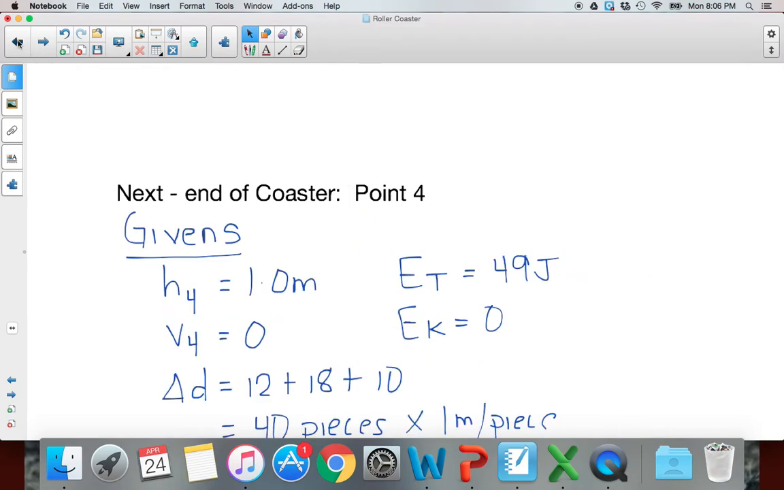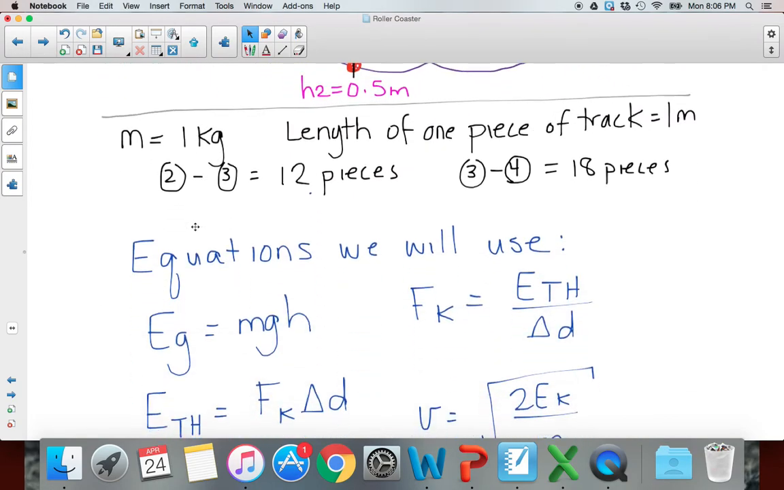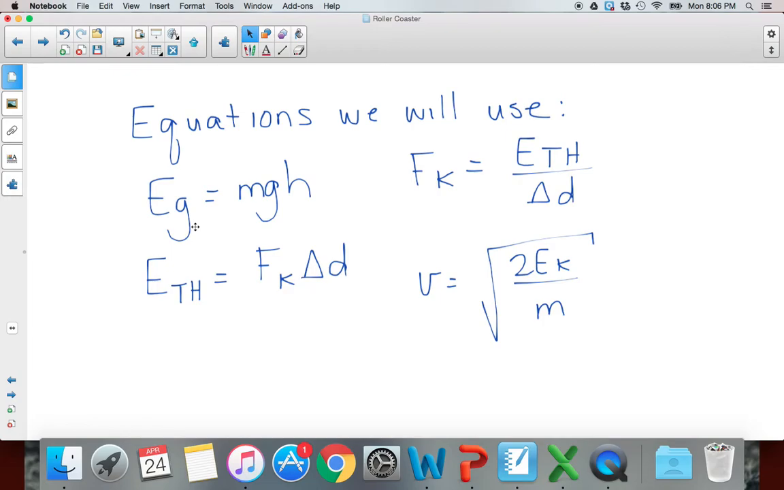Where I want to write down a couple equations. You might want to write down these equations that we're going to be using. Okay, so again, pause it so you can write down those equations for gravitational energy, thermal energy, friction, if you know thermal energy, and speed at any given point. Okay, so these are equations that we can apply to any point on the coaster.